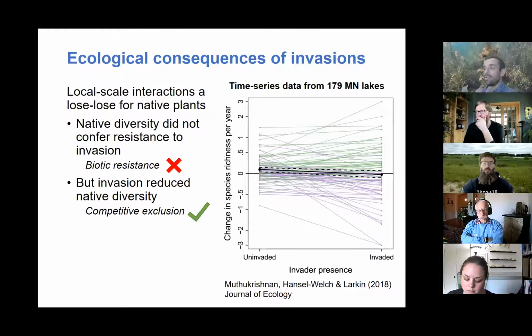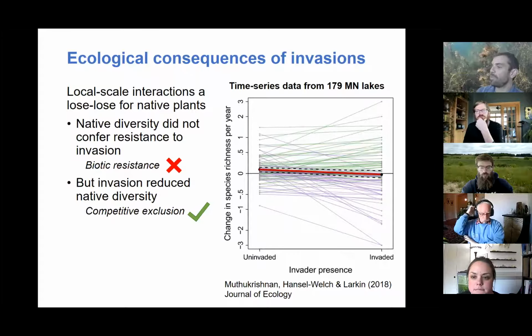Conversely, the arrival of an invasive species, when you compare pre-invasion to post-invasion, did reduce native diversity. So we did see evidence of competitive displacement or competitive exclusion by invaders. So this is sort of a lose-lose proposition for native plants, where they're not really resisting the invasion, but then can be displaced by the invasion. And I should say, huge amount of noise in the data, but nonetheless, this significant negative relationship between invasion and native richness.